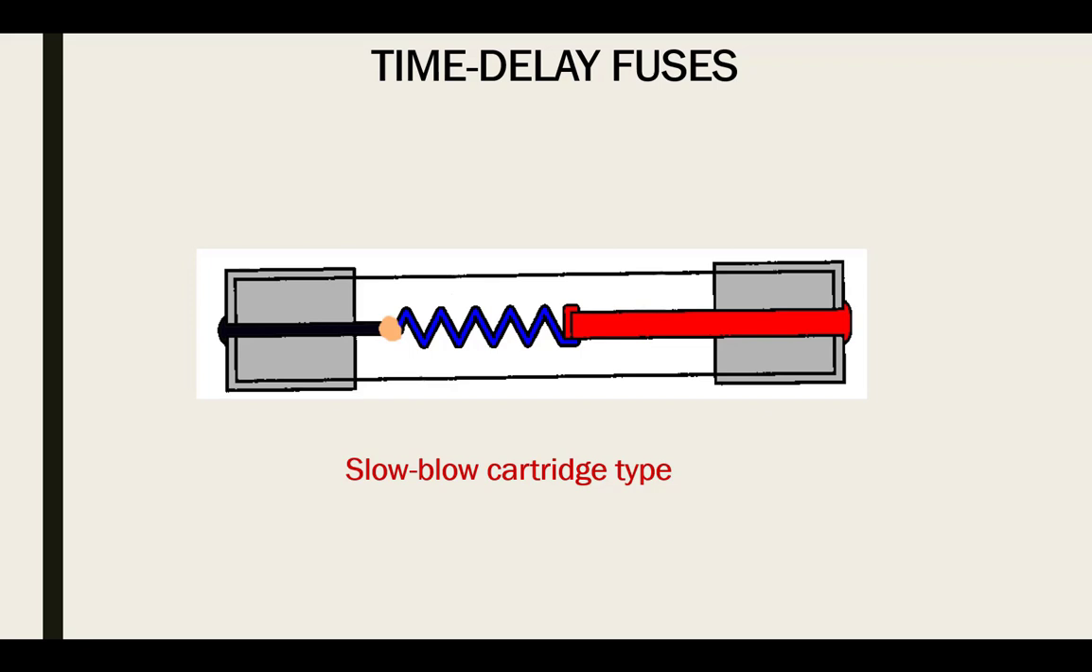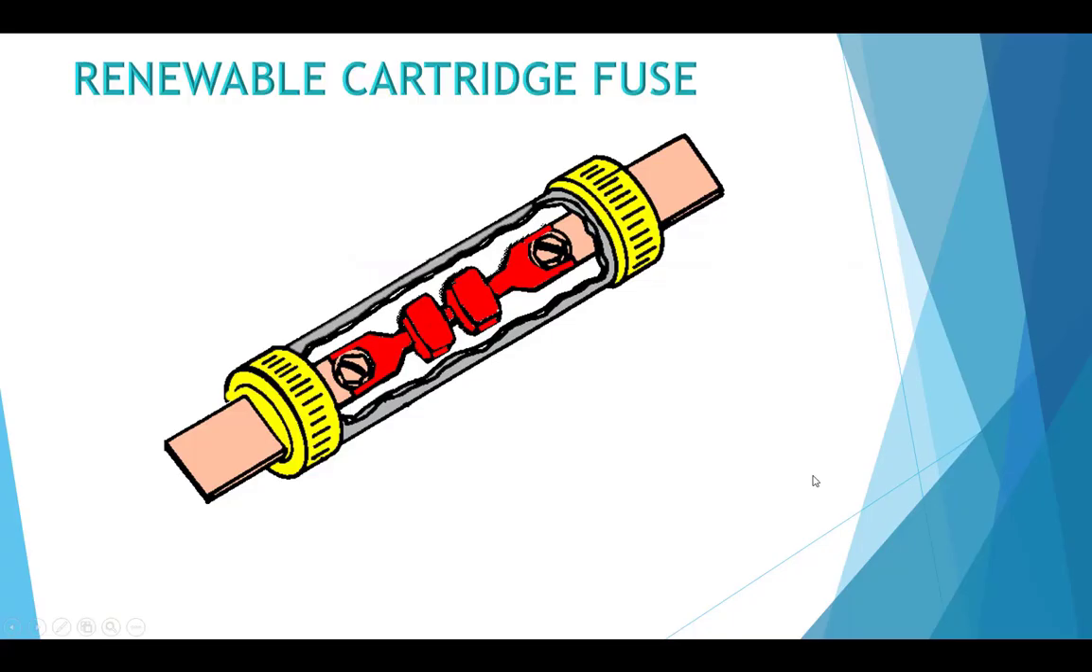Here's another type. This is a cartridge type instead of a screw-in type. Same thing happens. This melts and the spring pulls things apart. Here's a renewable cartridge fuse. Some fuses, you can replace the links in them. This is usually found in industrial situations. You would just screw the ends off of this thing and pull this out, unscrew the link, put in a new link, screw it back together again, and put it back into the circuit.